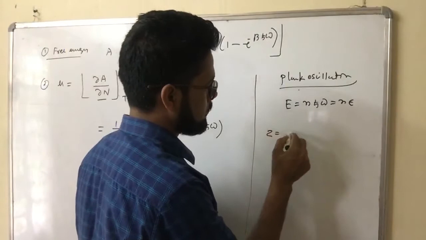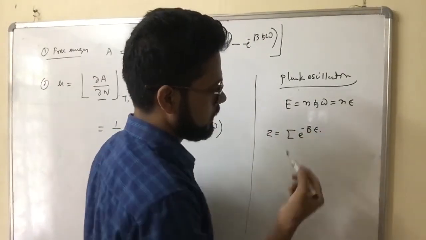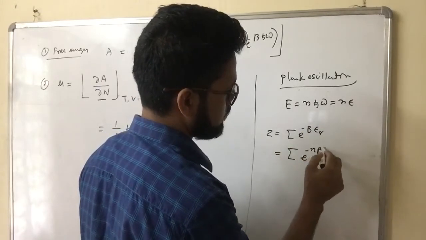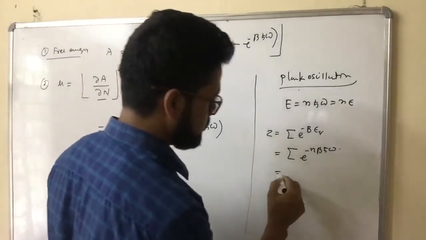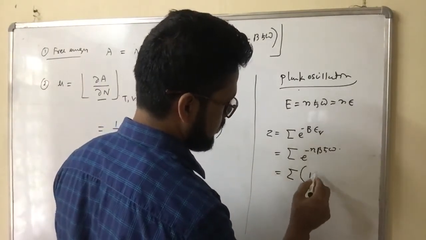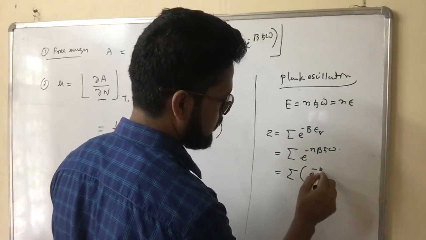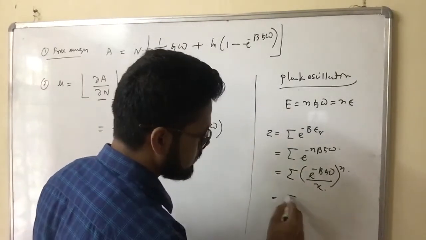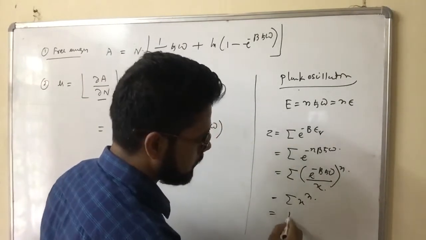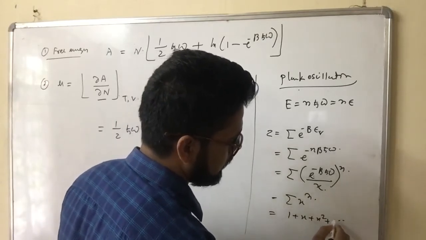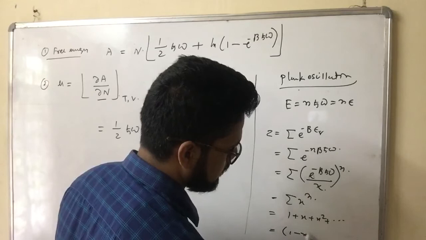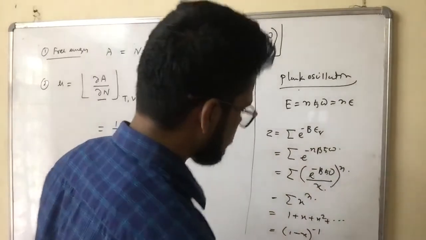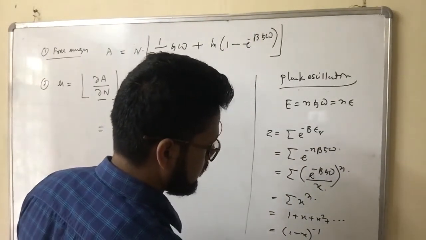If I calculate the partition function, sum of e to the power minus beta E_r, this is e to the power minus n beta h cos omega, right? So this is the sum of e to the power minus beta h cos omega, to the power n. This I will take as x. Then this summation of x to the power n expands as 1 plus x plus x square plus x cube and so on. It is a geometric series, so it equals 1 by 1 minus x.